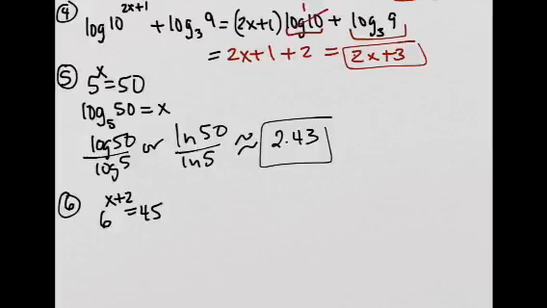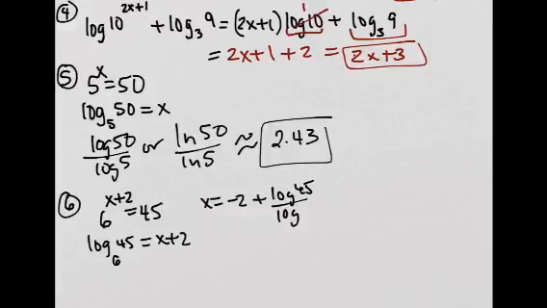We're going to change 6 to log. So we get log base 6 of 45 equals the exponent. We move the 2 over. So x equals negative 2 plus log 45 over log 6 because we changed the base. Put this into the calculator. And we get approximately 0.125.